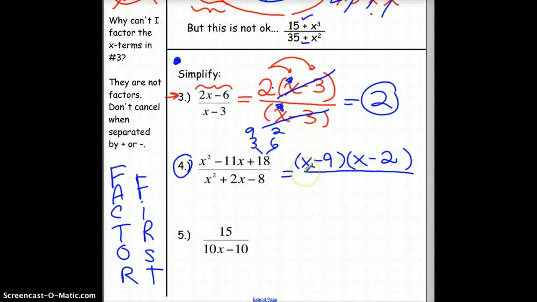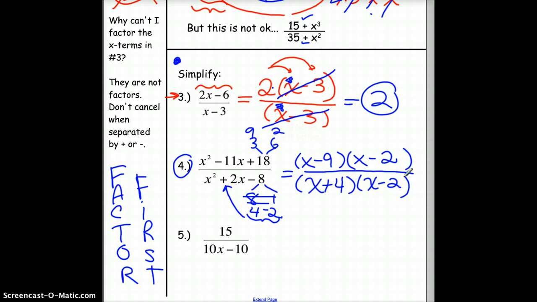On the bottom, how can I get the 8? Well, 8 and 1, but there's no way to get a 2 out of those, or 4 and 2. Could I get a 2 out of those? Certainly, as long as the 2 is negative. And then look, I multiply to equal negative 8, so my last will be locked in, and I add up to positive 2. So my outside and inside, when I FOIL, will be locked in. So I end up with an x plus 4 times an x minus 2.